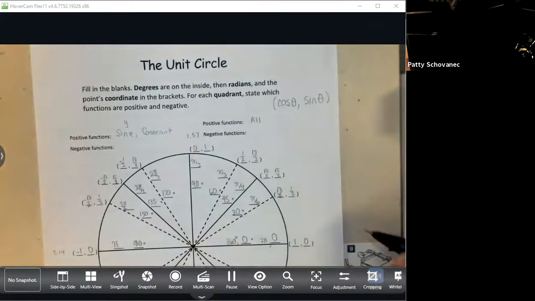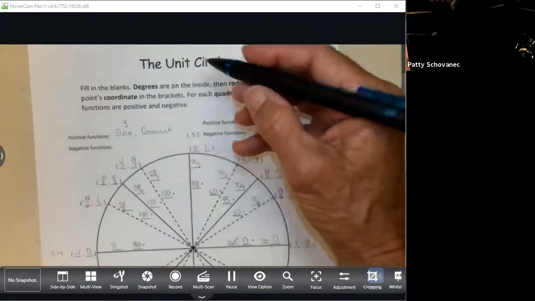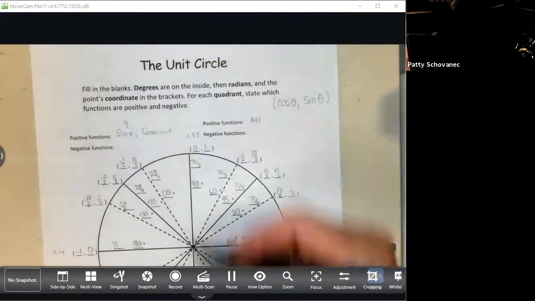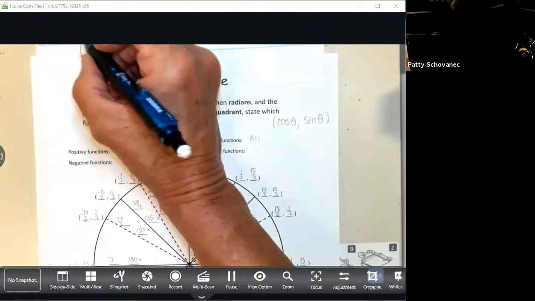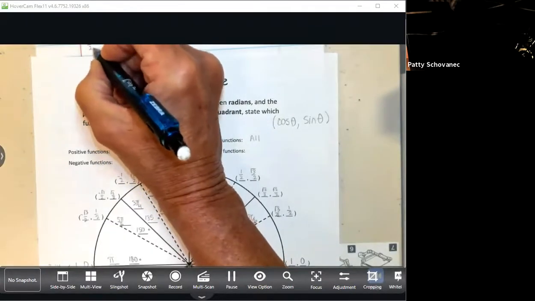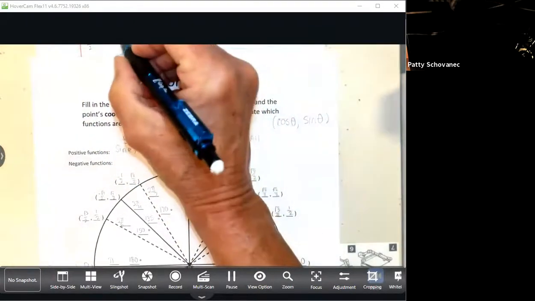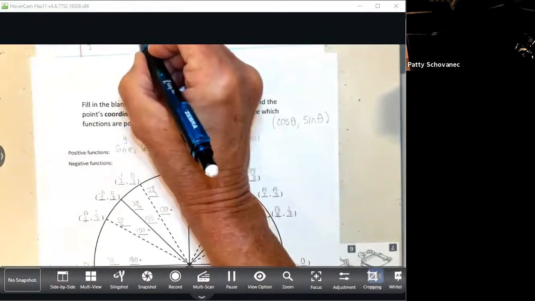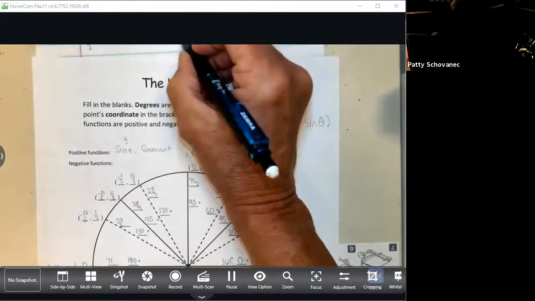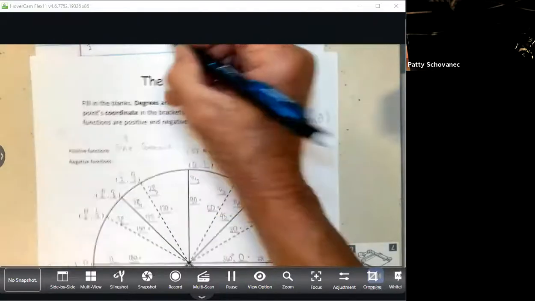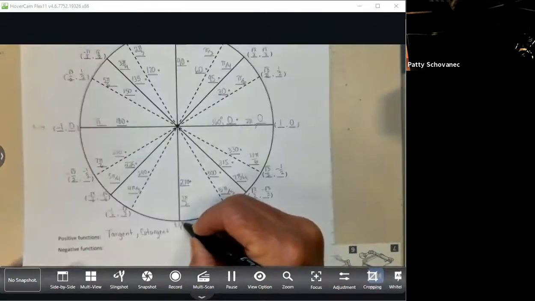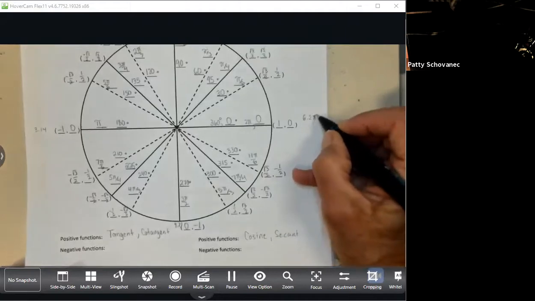And then this is 3 pi over 2. So if I take that and multiply it by 3, that's about 4.71, to about here. And then this is 6.28.